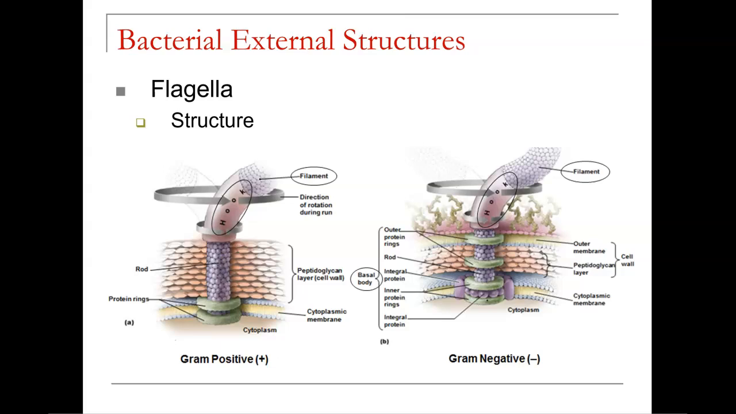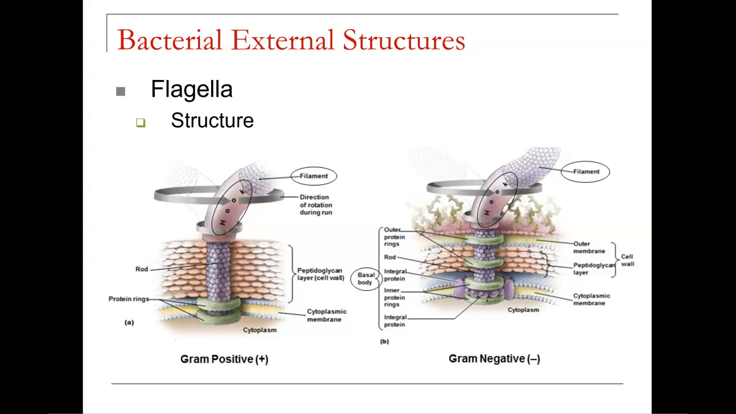Now, with the arrangement, you have 4 different types of arrangements. You can have what's called atrichous, which is going to be no flagella. You could have peritrichous, which is going to be flagella that cover the surface of the cell. You can have polar, where the flagella are only located at the ends. So you can have monotrichous, which is a single flagellum at the end. Amphitrichous, which is 1 or more flagella at each pole. You can have lophotrichous, which is multiple flagella at one pole.